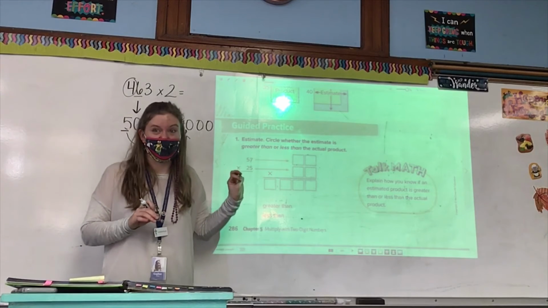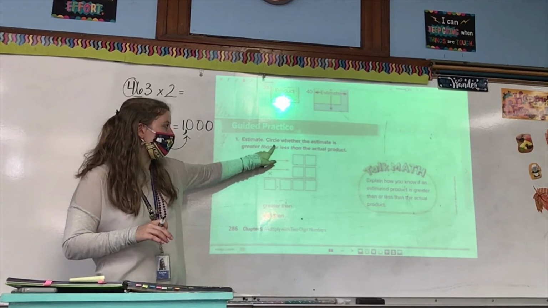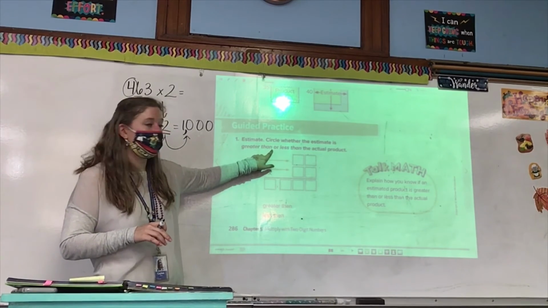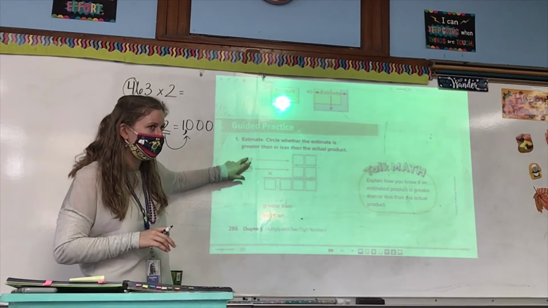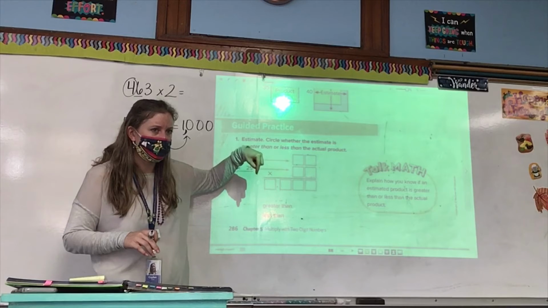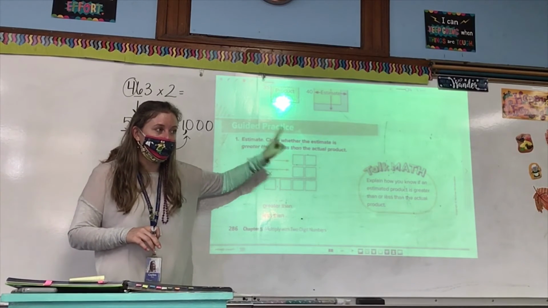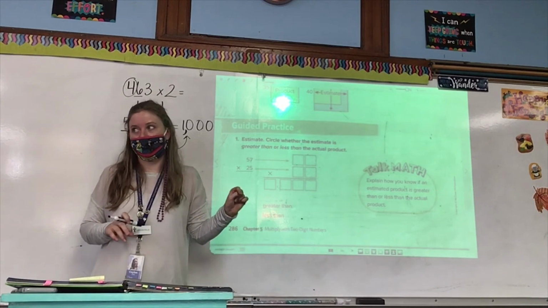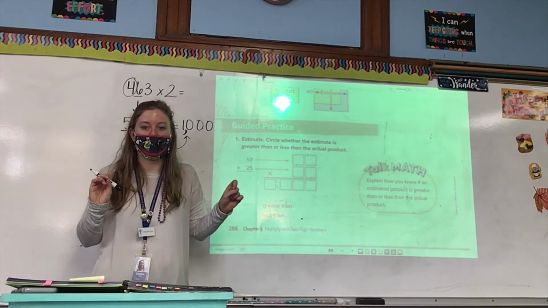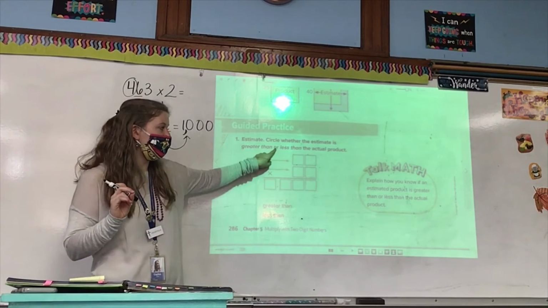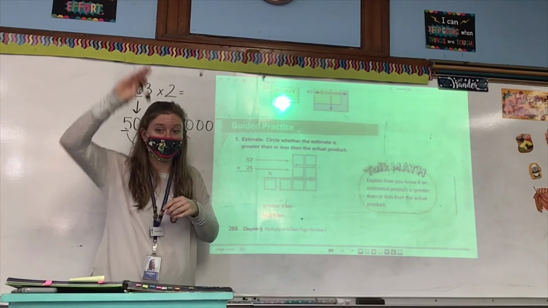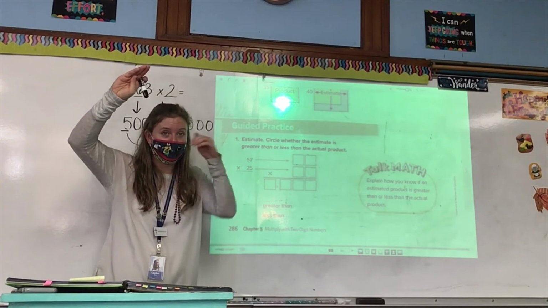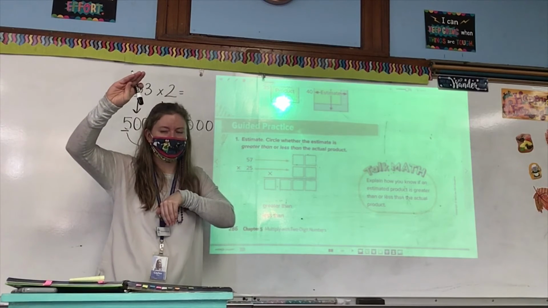So that's a way to self-check. If you have this direction, circle whether the estimate is greater than or less than the actual product, and then you get to the estimation, you're like, wait, but I rounded this one up and this one down. How do I tell? That means, oops, I better go back and check my estimation. Does everybody understand what I'm saying by that? If you have this extra direction, it means you're going to be rounding both factors in the same direction, either up to a greater factor or down to a lower factor.